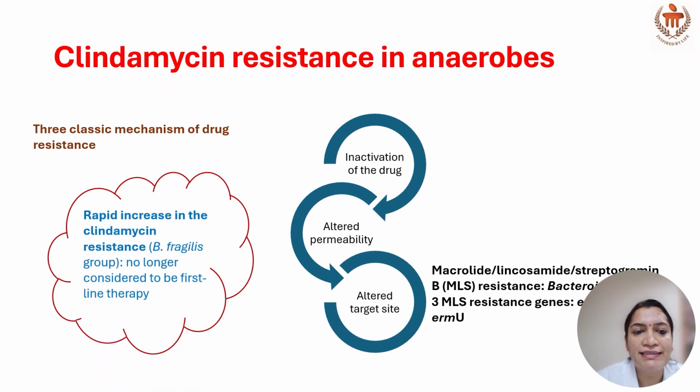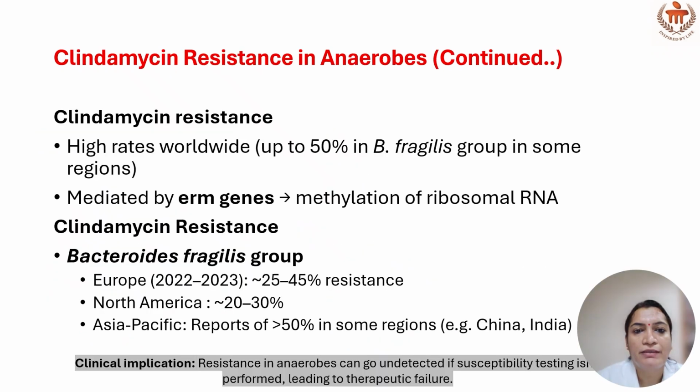So there is a rapid increase in clindamycin resistance in Bacteroides fragilis. It is no longer considered the first line therapy. If you look at the global resistance rates of clindamycin, worldwide there are higher rates of resistance. There are some studies where up to 50% of Bacteroides fragilis isolates are resistant to clindamycin. Mainly this resistance is mediated by a gene which causes methylation of ribosomal RNA.